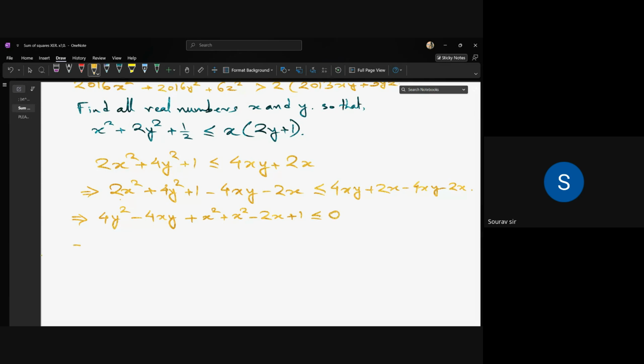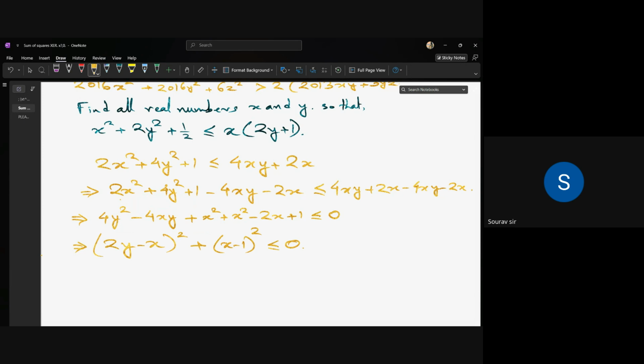So now from this, what are we getting? We are getting 4y square minus 4xy plus x square. That is basically 2y minus x whole square, plus x minus 1 whole square, less than or equal to 0.